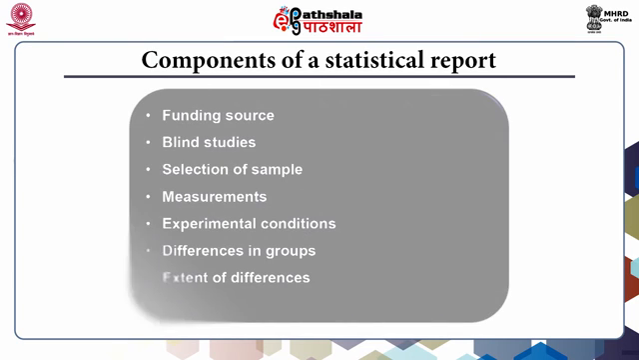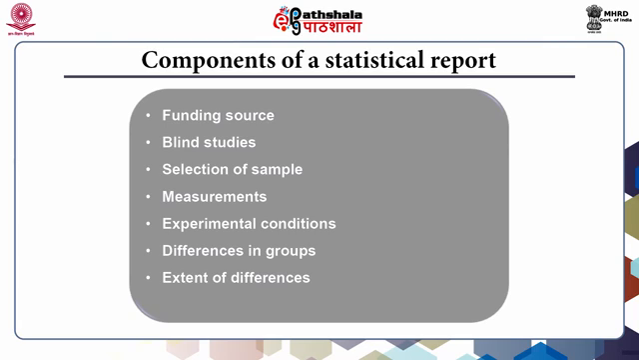Components of a statistical report. It is important that the results of a statistical analysis are presented in a lucid and comprehensive format. A standard statistical report needs to have 7 key components. These are as follows. Funding source. It is important to declare the funding source so that the reader detects if the study was funded by an organization that would be biased to a particular outcome.